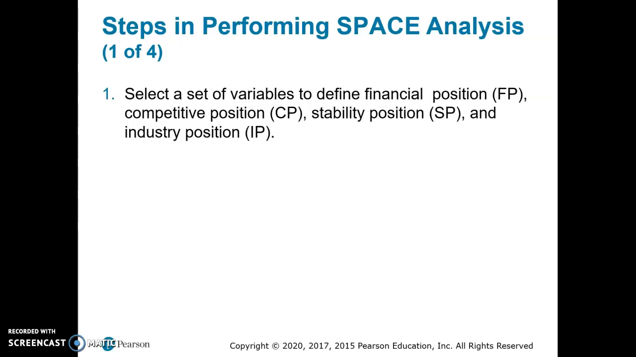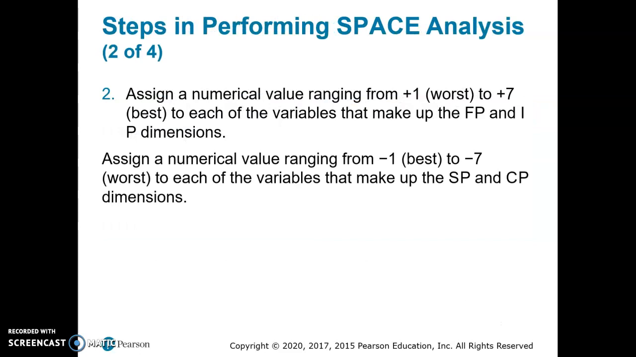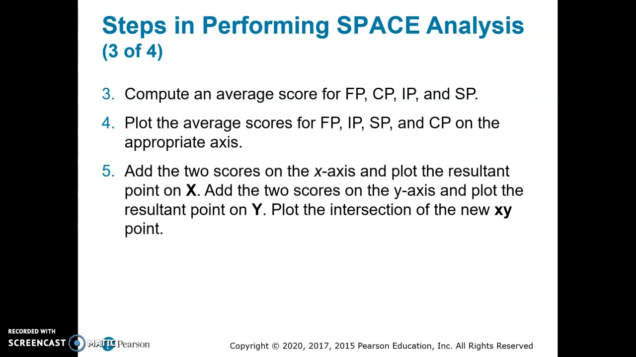All right, so we select our set of variables, as we just talked about. Here's some of them we can use. We assign a numerical range from +1 to +7 for FP and IP dimensions, and assign a numerical value ranging from -1 to -7. -7 is the worst. So the lowest number is the worst, the highest number is the best, for our SP and our CP. Then we compute an average score for each of those, plot that average score on the appropriate axis, and then add the 2 scores on the x-axis and plot the resultant point on x. Add the 2 scores on the y-axis and plot the resulting point on y. And that's how you get your position.